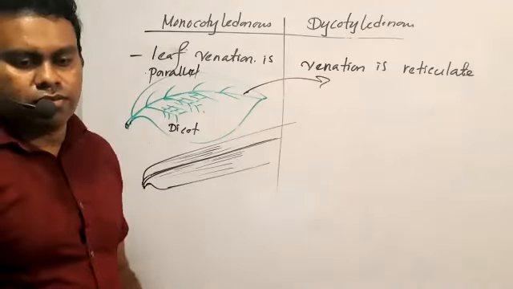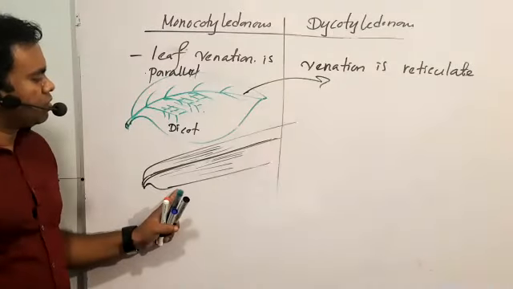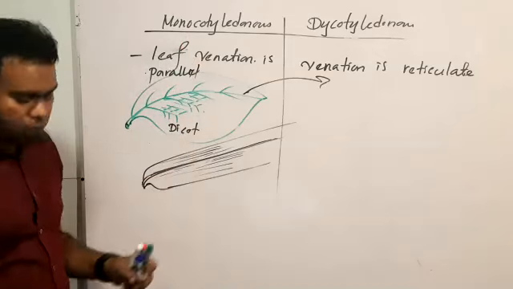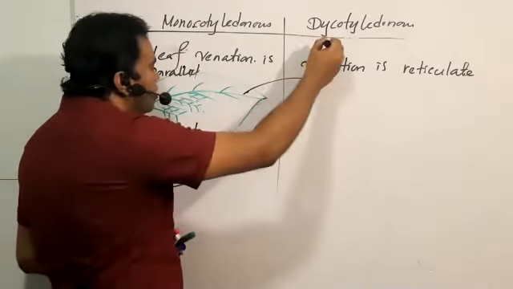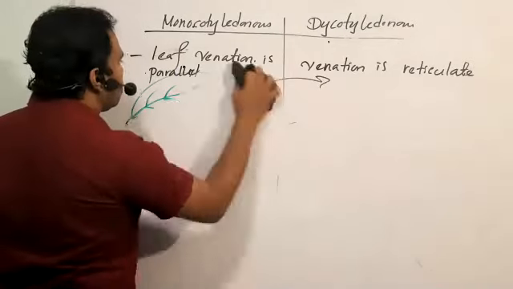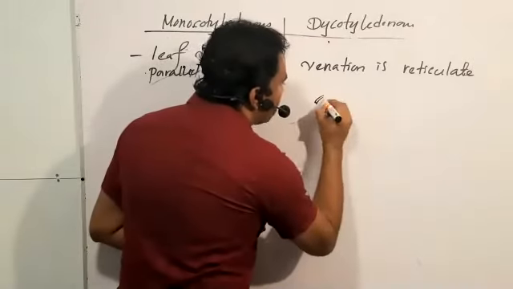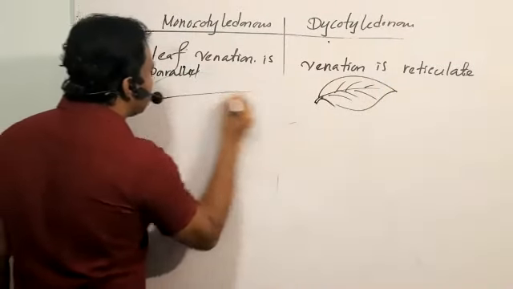No need to draw. If you like, you can take a print screen and draw it later. That means the reticulate venation leaf must come under dicotyledonous, and the other one under monocotyledonous. Usually monocots have parallel venation and dicots have reticulate. It divides into two. I think it's confusing, so you can draw a leaf like that. That's reticulate venation. Parallel venation is like this.